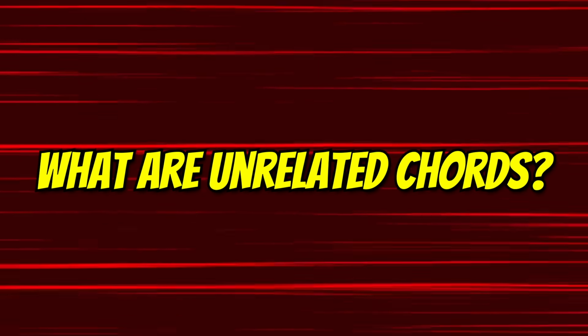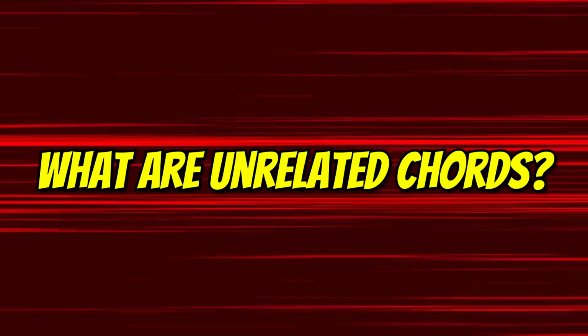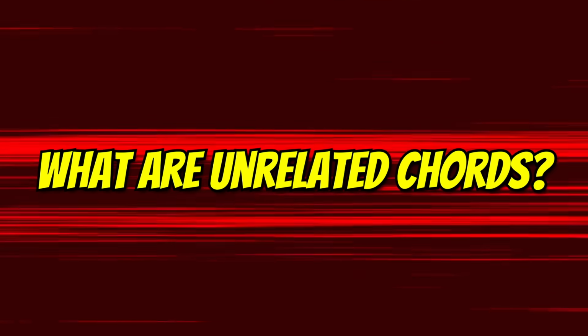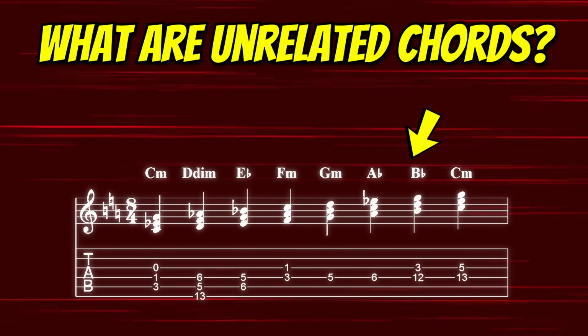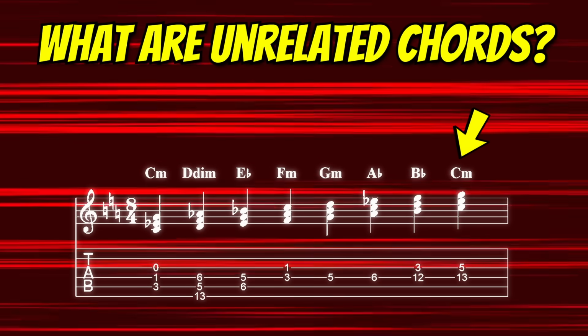So far, I've been throwing around the term unrelated, referring to minor chords, but what does it actually mean for two chords to be unrelated? In tonal music, we say chords are related when they share the same key signature or when they can be explained with diatonic functions, i.e. they can be found in the same scale.